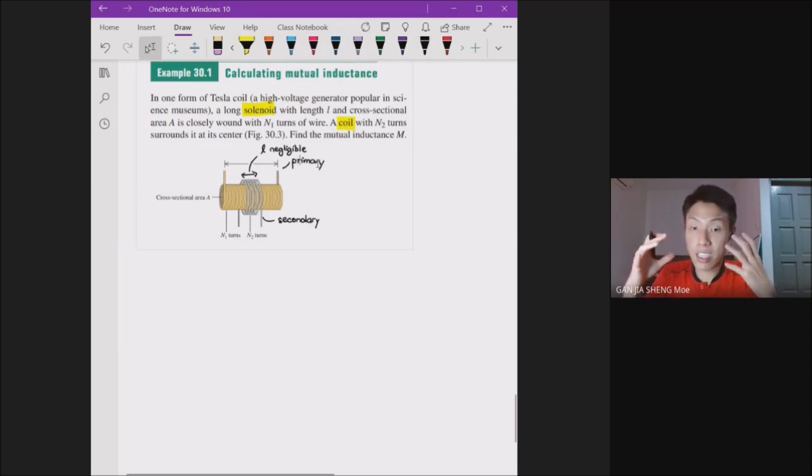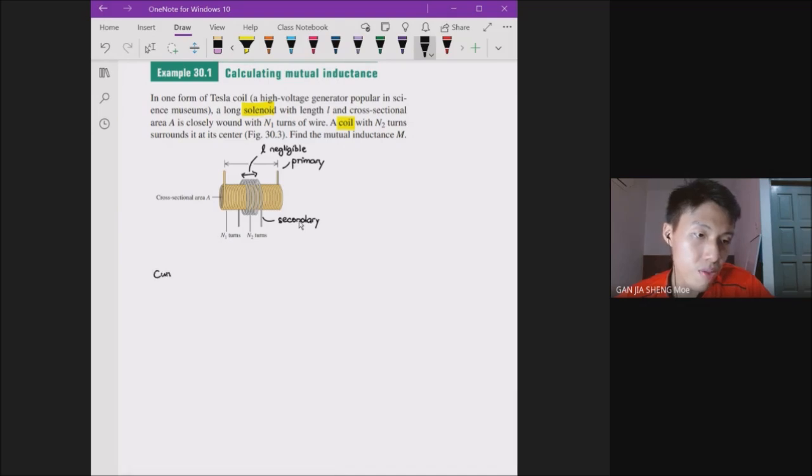For the primary one, it's a solenoid, it has length. But for the secondary, it's wound on the plane, so you don't need to consider any length for the secondary coil. Okay, so the idea is, if I set it as primary and secondary, there will be current flowing through the solenoid. This one I call I1. Let's call this one 1, and let's call this one 2.